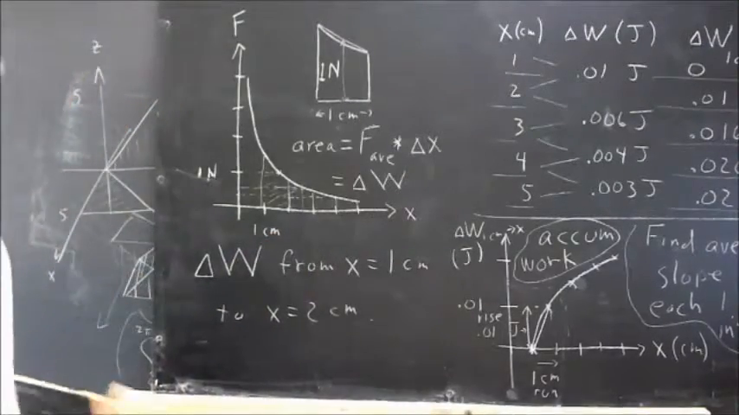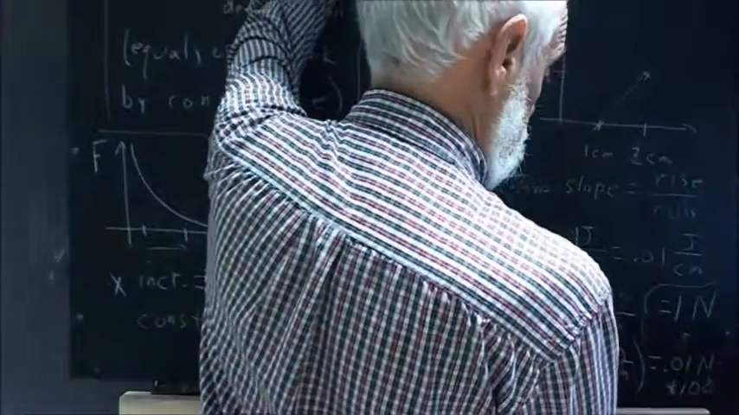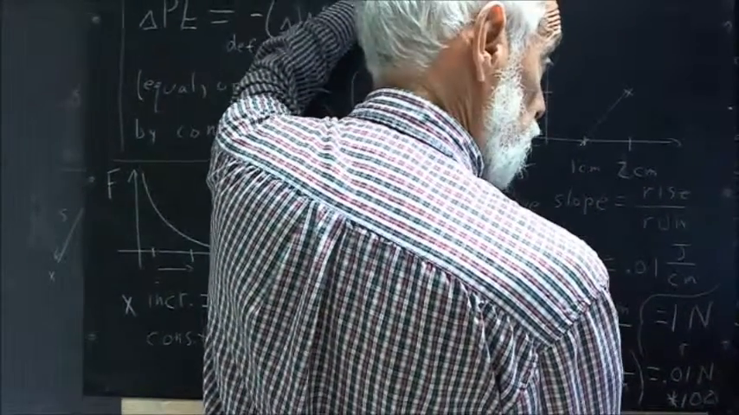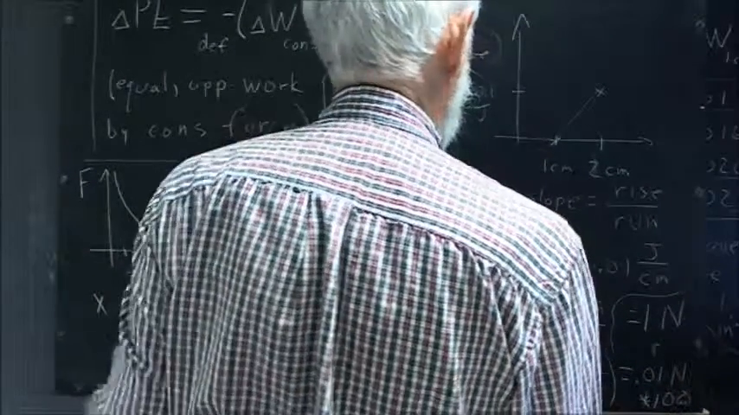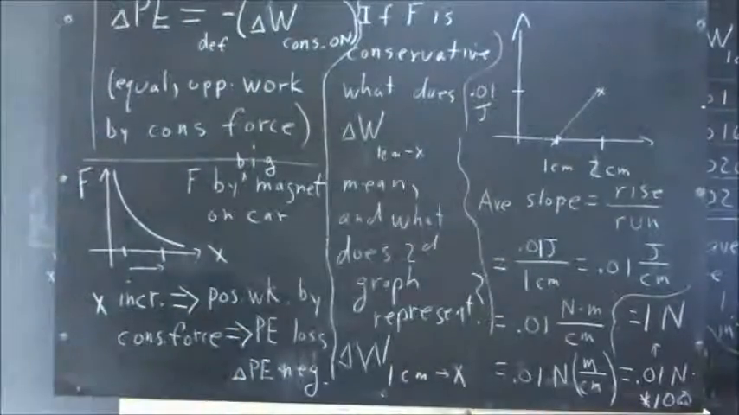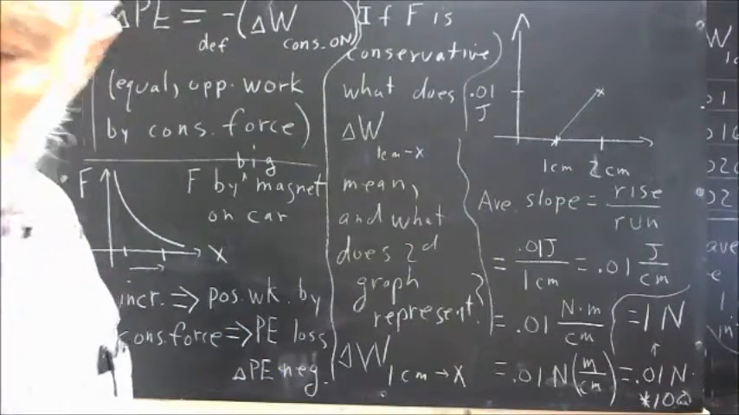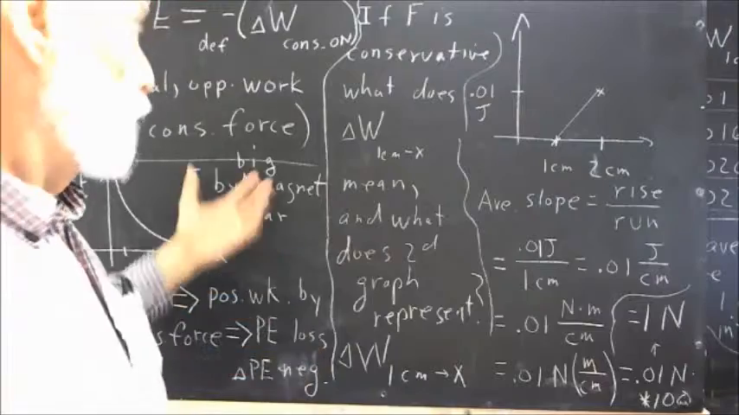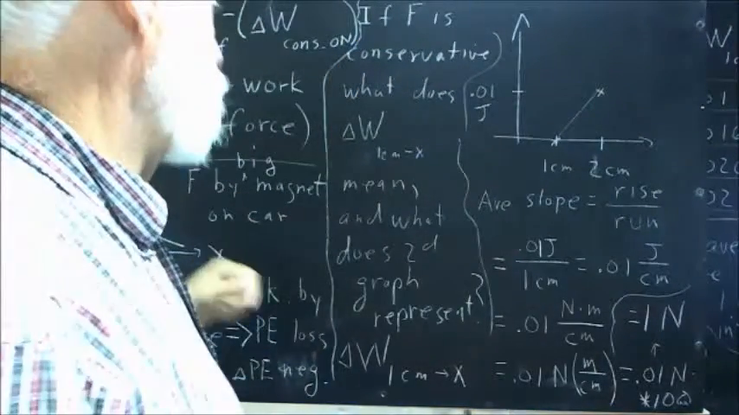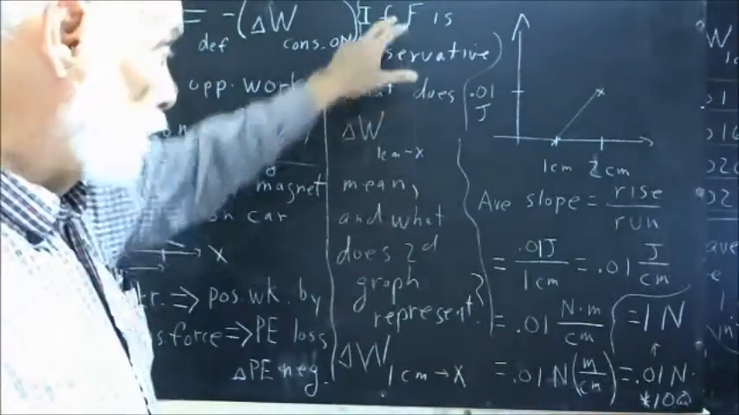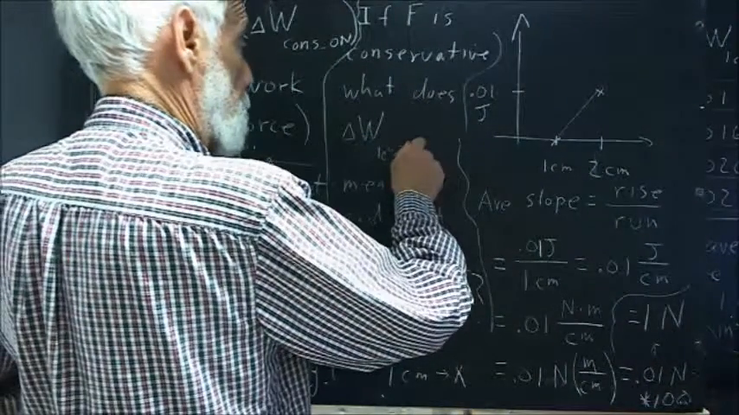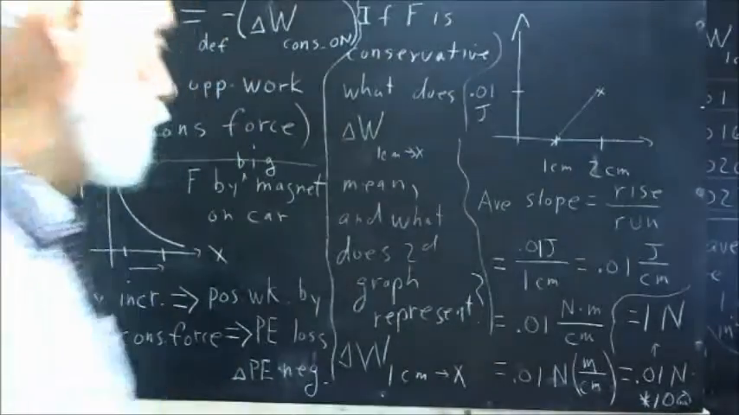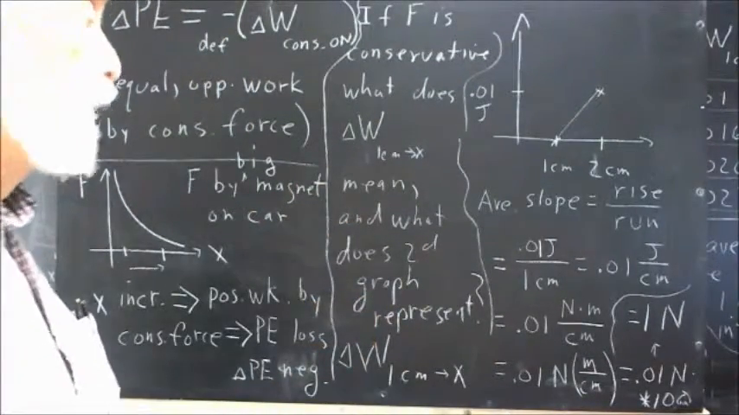Okay, now we ask, what does that have to do with anything? And try to answer that question. What we want to do is consider what happens if F is a conservative force. If F is a conservative force, the question is, what does delta W from 1 centimeter to X mean? And what does the second graph then represent?